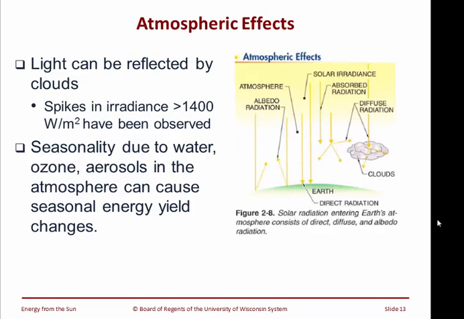Atmospheric effects are also important to understand. Light, for example, can be reflected by clouds, and very short spikes in irradiance of greater than 400 watts per square meter have been observed. In addition, seasonality due to water, ozone, other aerosols, pollution, for example, in the atmosphere can cause seasonal energy yield changes.